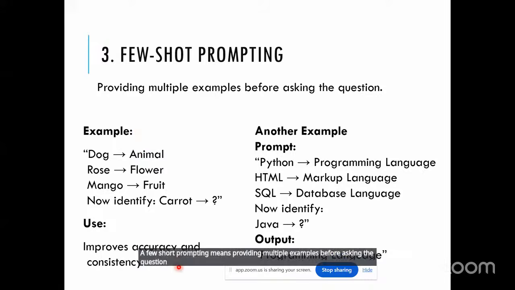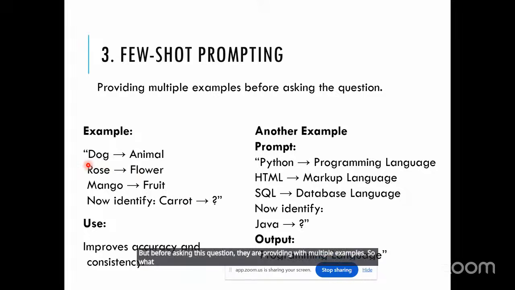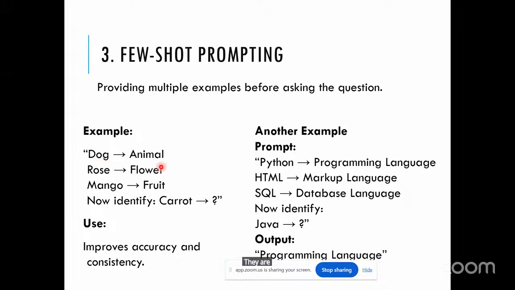Okay. So that is this. So here they are giving multiple examples before asking the question. So here only they are asking the question, but before asking this question, they are providing multiple examples. What they are telling is, they are giving dog as animal, rose means flower, mango means fruit. Then they are asking what is carrot.